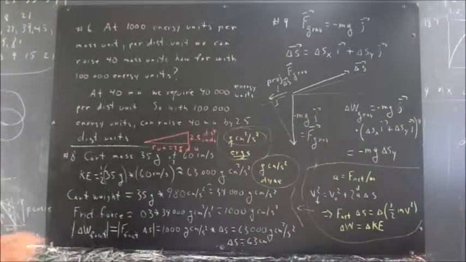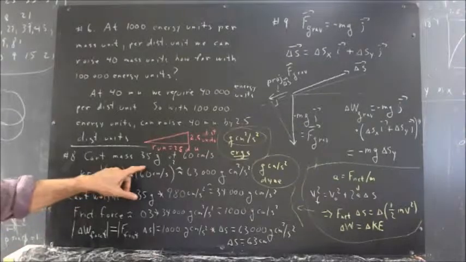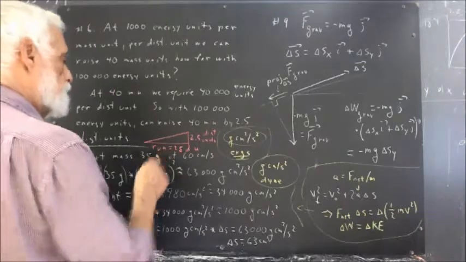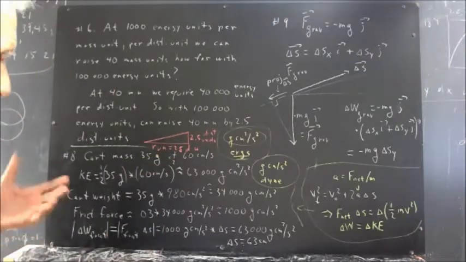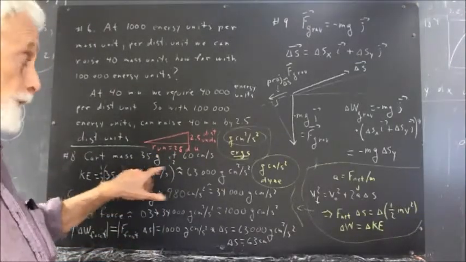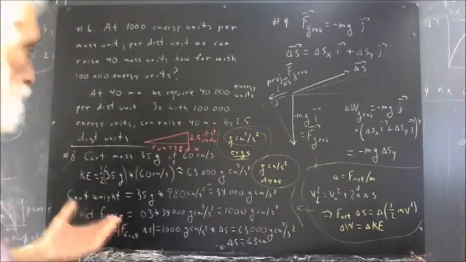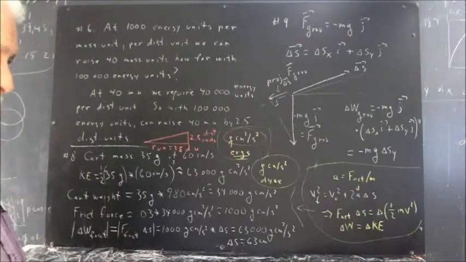Now, next question, I think it's number 8 on the document. You have a cart of mass 35 grams moving at 60 centimeters per second. Now, we're using specific mass units. We're using grams, we're using centimeters per second. So what's the kinetic energy of that mass?